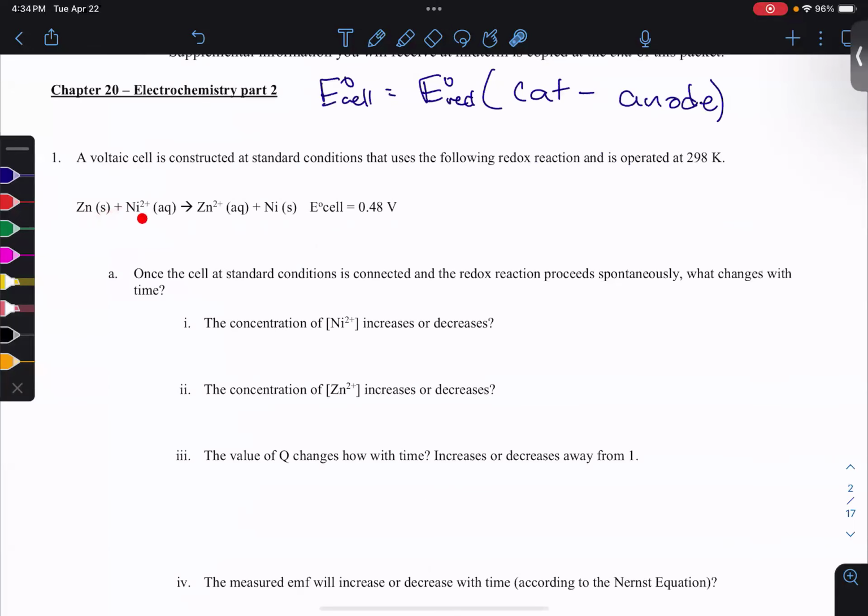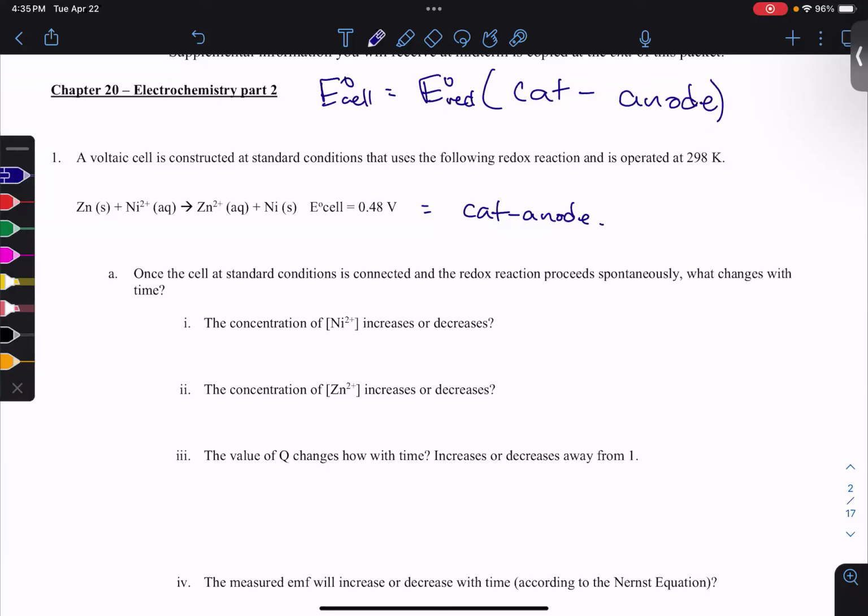We've got zinc and nickel, and I already tell you the cell potential is 0.48. This number was gotten from doing just cathode minus anode. I just did it for you, right? So is this reaction spontaneous, yes or no? Yes, because our cell potential is positive. So this reaction is spontaneous in the forward direction. It's a battery, it's a voltaic cell. So once we start this redox reaction, the cell at standard conditions, and it starts to go from reactants to products, how do things change in this reaction?